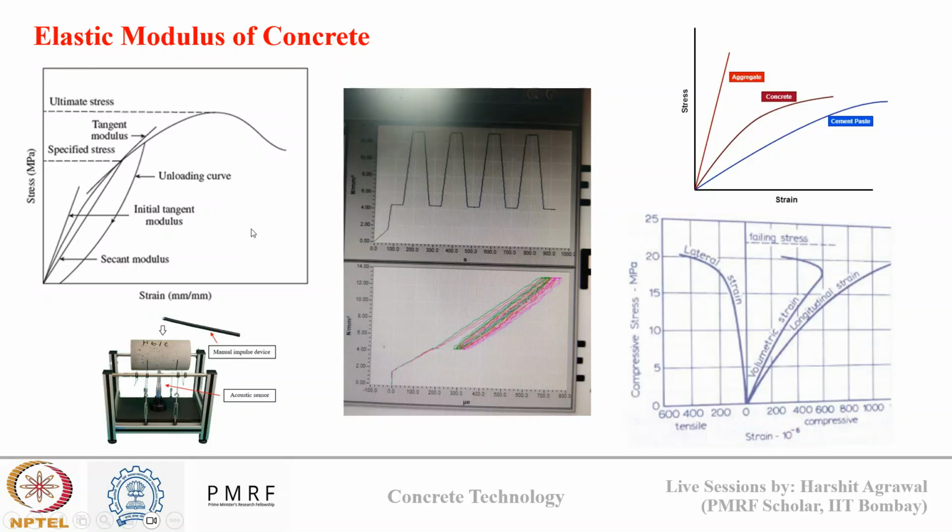We talked about different types of modulus of elasticities of concrete, which included tangent modulus, secant modulus, chord modulus, and initial tangent modulus. We talked about different ways in which modulus of elasticity can be measured using static method and dynamic method. We talked about different types of modulus of elasticity based on direction of deformation, and we talked about how concrete properties affect the modulus of elasticity value.